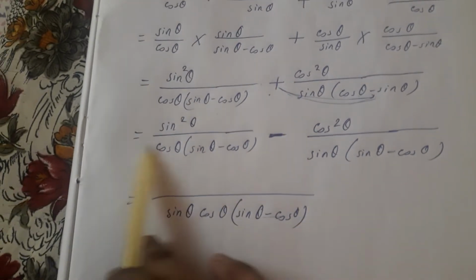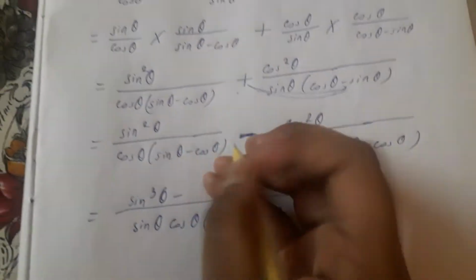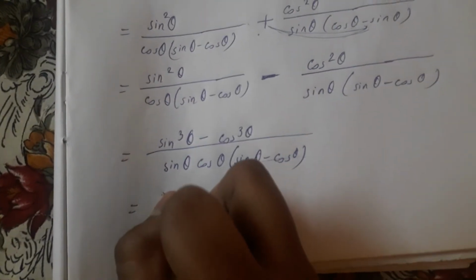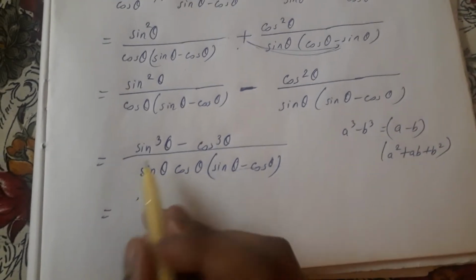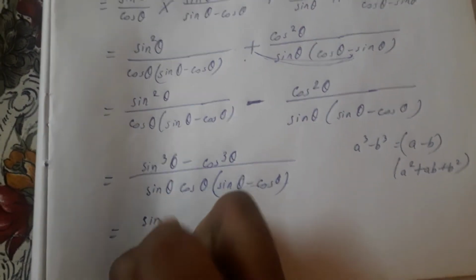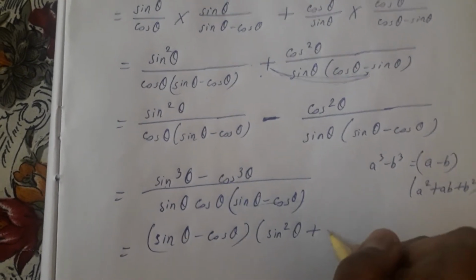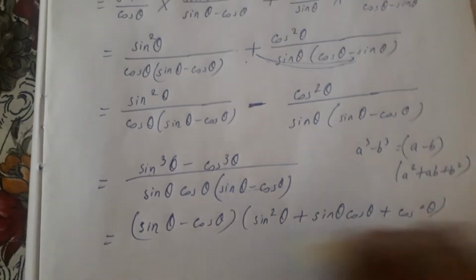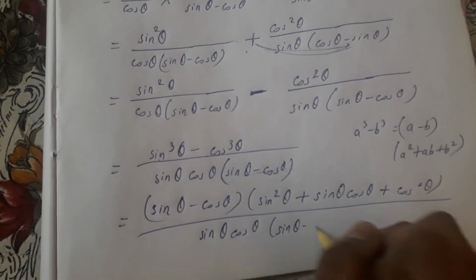Now see here, this will be cancelled, and here it will be sin cube theta minus cos cube theta, which is a cube minus b cube. What is the formula, students? A cube minus b cube is equal to a minus b into a square plus ab plus b square. Now see, sin cube minus cos cube is sin theta minus cos theta into a square plus ab plus b square, divided by sin theta cos theta into sin theta minus cos theta.